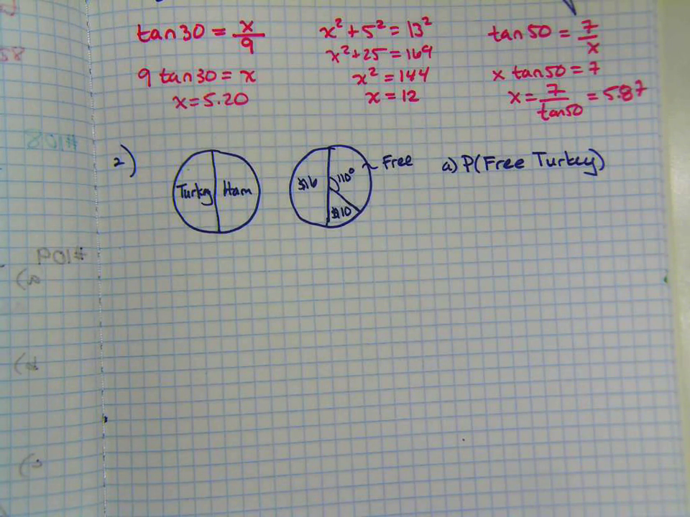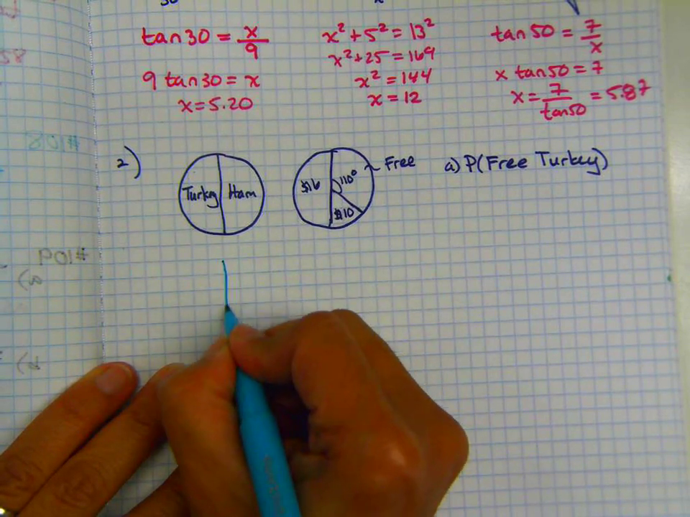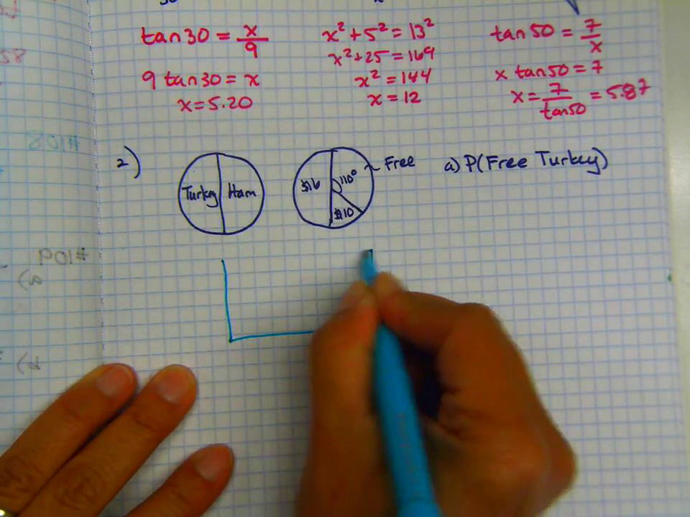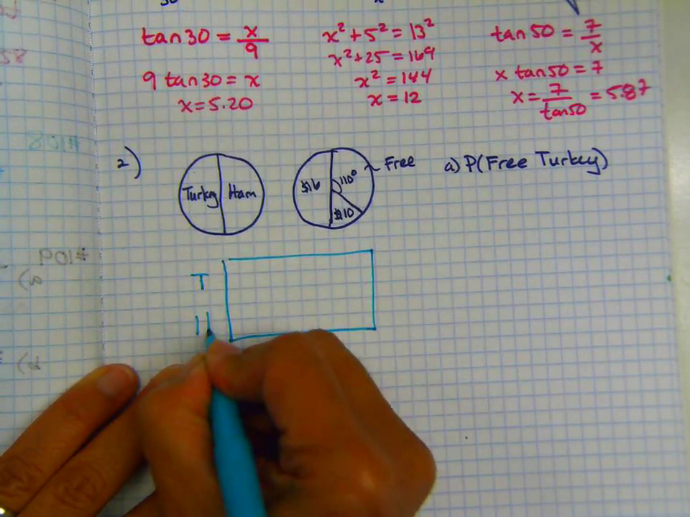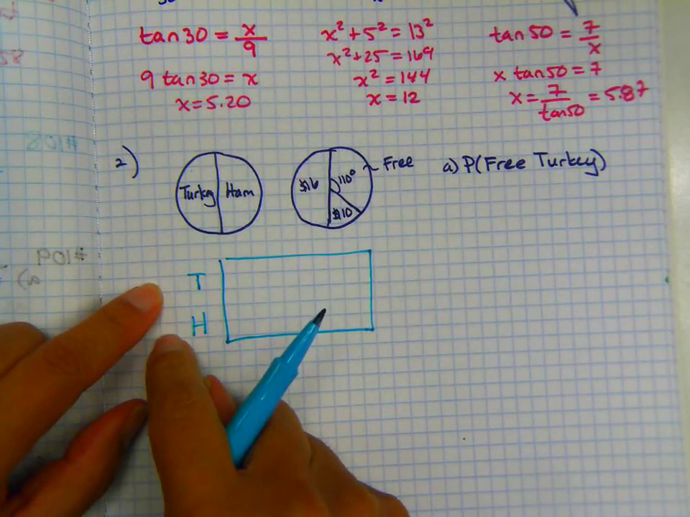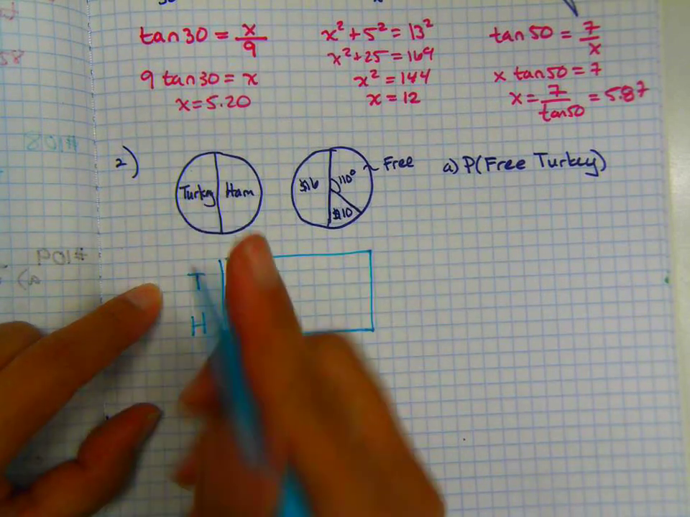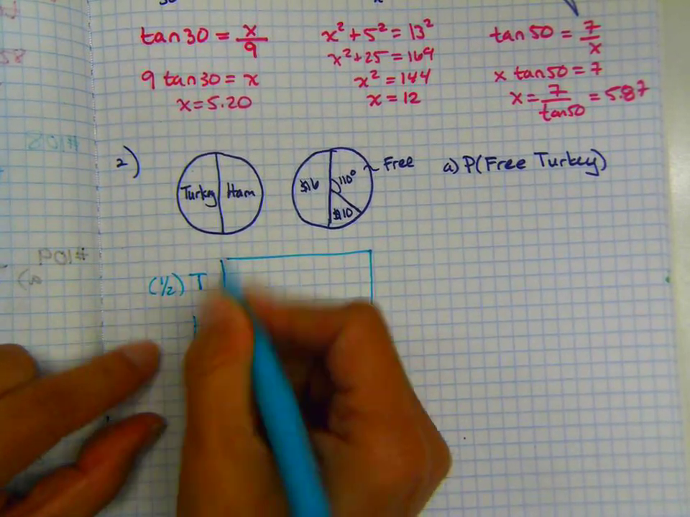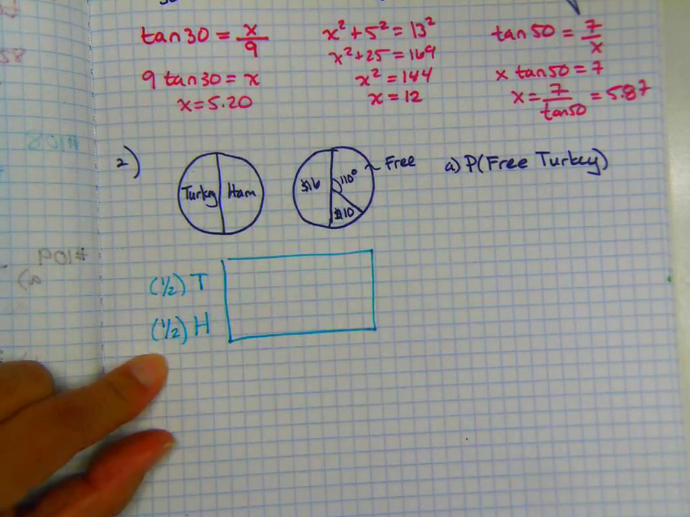All right, so what I'd like you to do, push pause, go in and figure out what you can, and then push play when you're ready. All right, the first thing I'm going to do is go ahead and make an area model or a tree diagram. I'm going to do an area model in this case. So there are two things that could happen first. I could get a turkey sandwich or I could get a ham sandwich. Now on the outside, I'm going to list the probability. The probability of getting a turkey sandwich is 180 over 360, or it's just 1/2. The probability of getting a ham sandwich is also 180 over 360, which again is just 1/2.